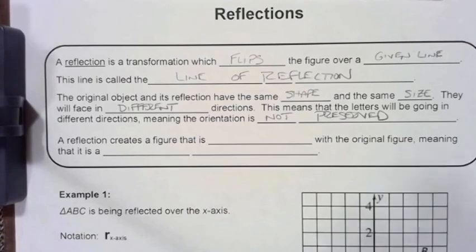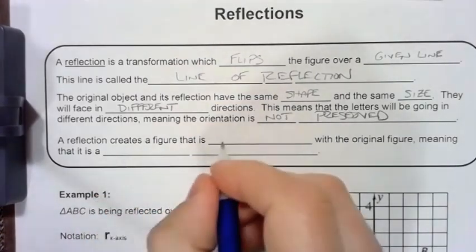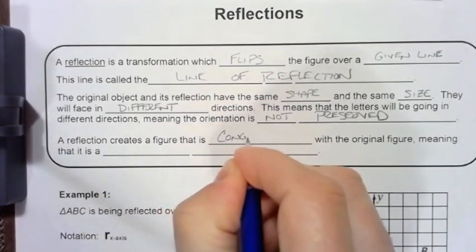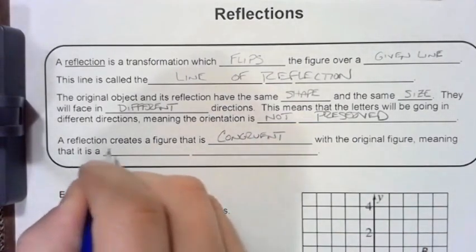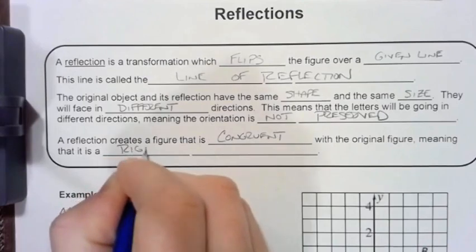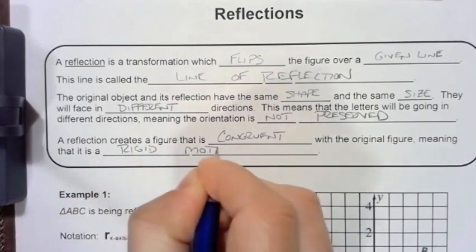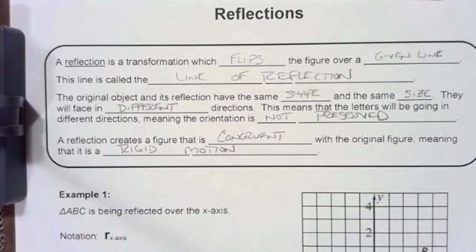Now, a reflection creates a figure that is congruent with the original figure, which again means that a reflection is an example of a rigid motion. A rigid motion creates an image that is congruent to the pre-image. Let's try an example underneath.